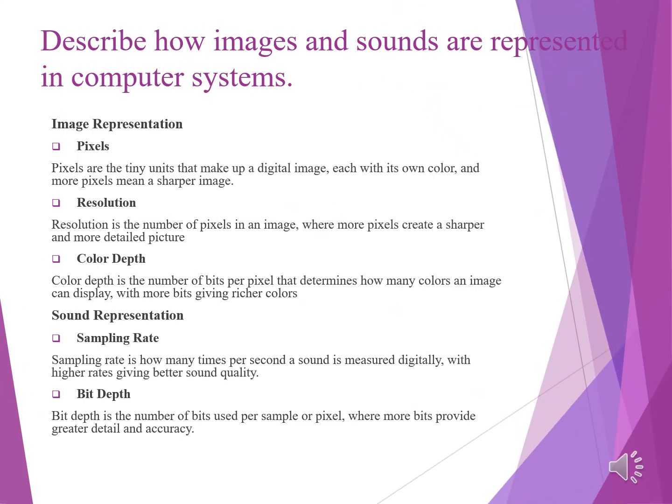Image and sound representation. Images are made of pixels and higher resolution means better quality. Color depth is how many colors an image can show. Sound is represented using sampling rate and bit depth. Higher values give better sound quality.